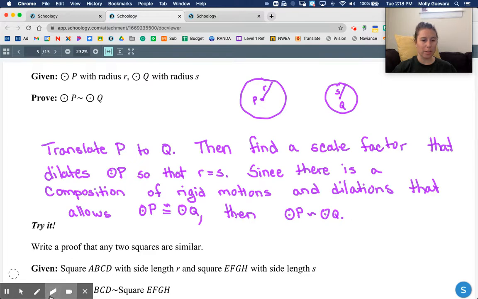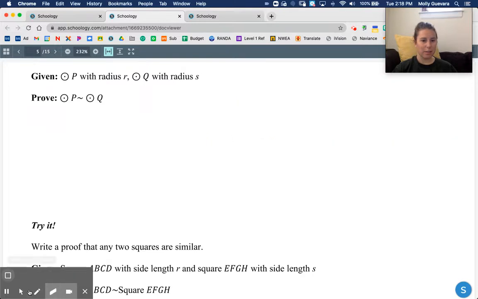Oops, let me clear. Why won't it let me clear? That's weird. Here we go.